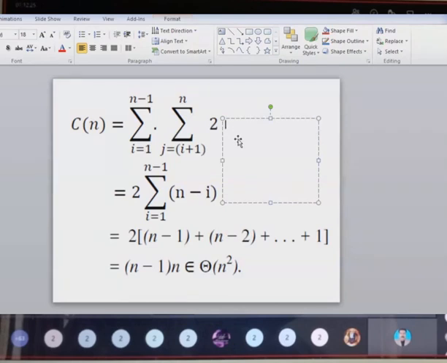Now the upper limit is, I am solving the second summation, right? Apply formula number 7. Formula number 7 is upper limit minus lower limit plus 1. Upper limit minus lower limit plus 1 equal n.